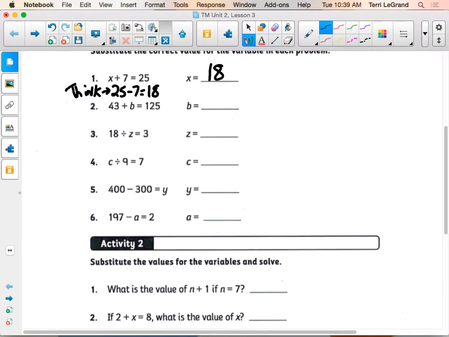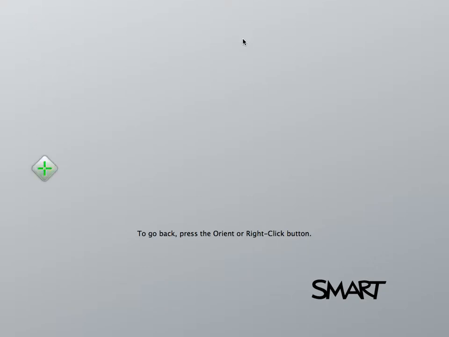Okay, I'm going to quick calibrate my board here, and then we'll be ready to move on.